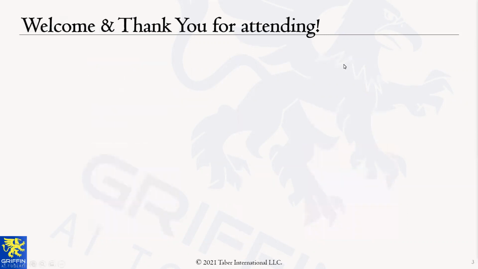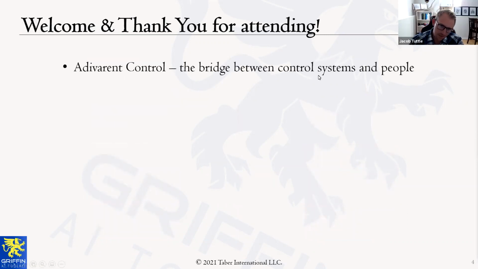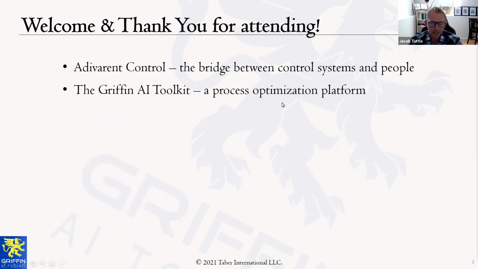So today in our webinar, we want to present to you guys a little bit about this concept out-of-variant control and how that ties in with the Griffin AI Toolkit. The toolkit is a process optimization platform, and really the main key or feature behind this is that it's an open system, meaning that there's a lot of ability for customization and tailoring to unique applications.